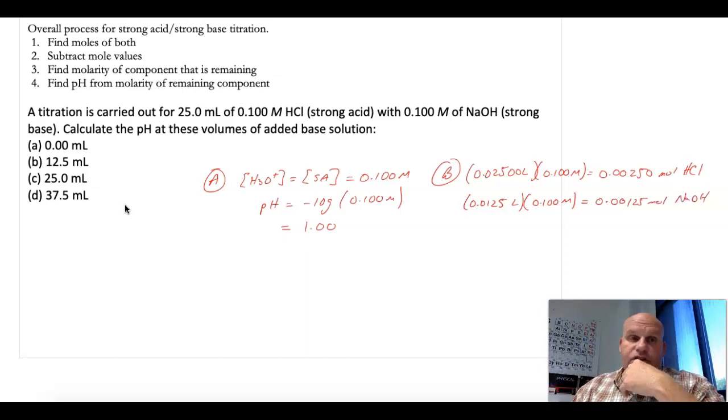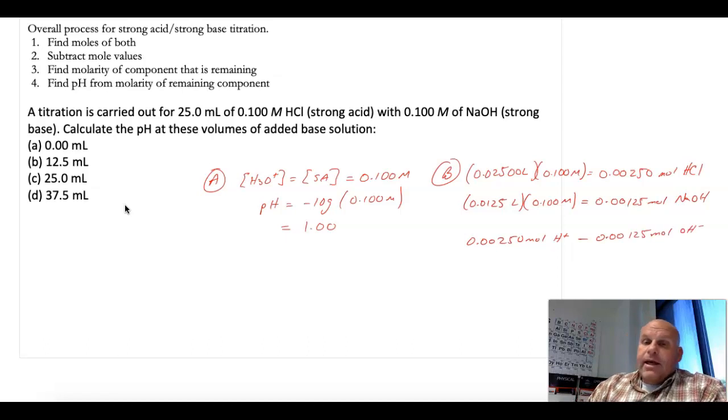Okay, step 3 is to subtract the mole values. So larger minus the smaller here, so it's going to be 0.00250 moles of HCl, or we'll actually just consider that the acidic piece, the H plus or the H3O plus, minus our 0.00125 moles of our basic OH minus. And you see that I'm going to have a greater amount of acid, so I'm left with 0.00125 moles of my H plus.